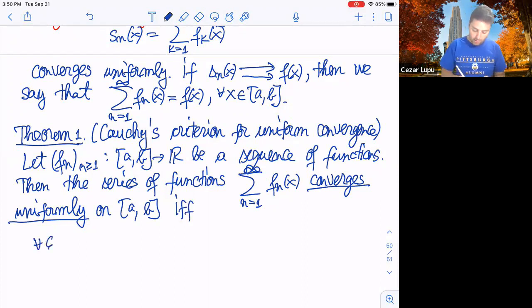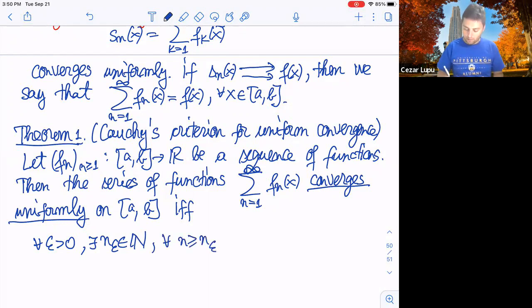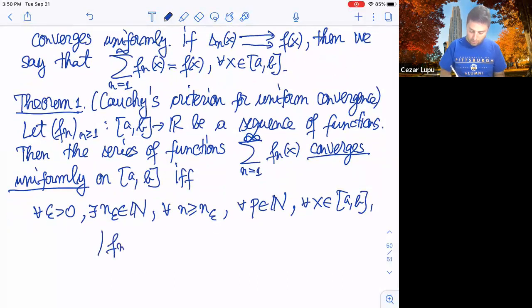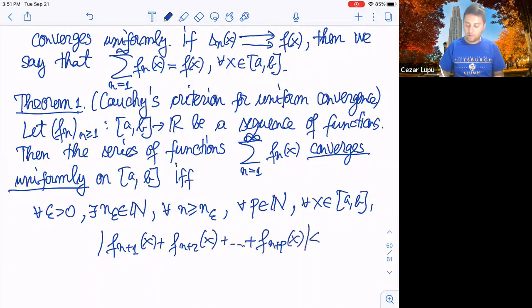We have the following: for any epsilon positive, there exists a rank N epsilon, a positive integer, such that for all n greater than this rank N epsilon, and for all p a positive integer, and for all x in AB, the absolute value of these terms after n, fn plus 1 of x plus fn plus 2 of x plus and so on, fn plus p of x, the sum is less than epsilon. So that's a very important criterion.